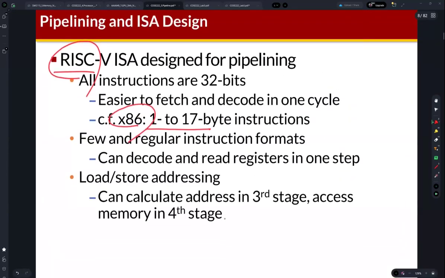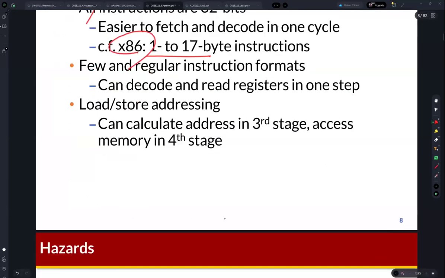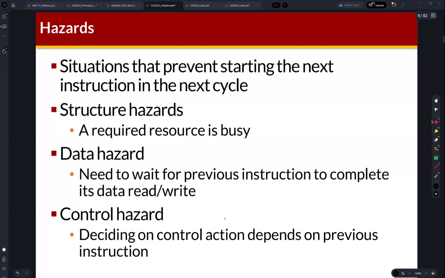Okay, it's very good news. With pipelining, we can just increase the performance of the processor. But pipelining also has a disadvantage.